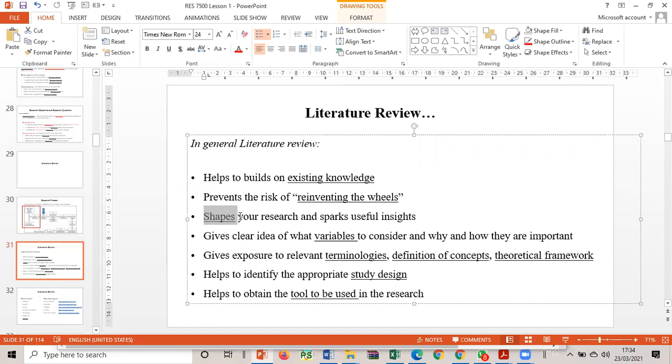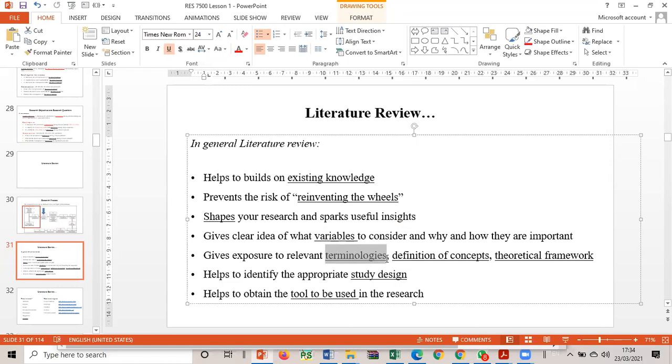Now you don't know where to go. It narrows down your scope. Clear idea what variables to consider. Example is now factors as social depression. What variables? Terminology. Certain terms may be specific to the area of research. Right? Like example, employee resilience.